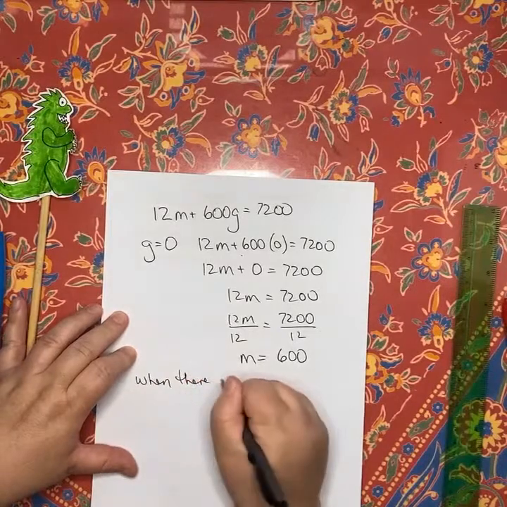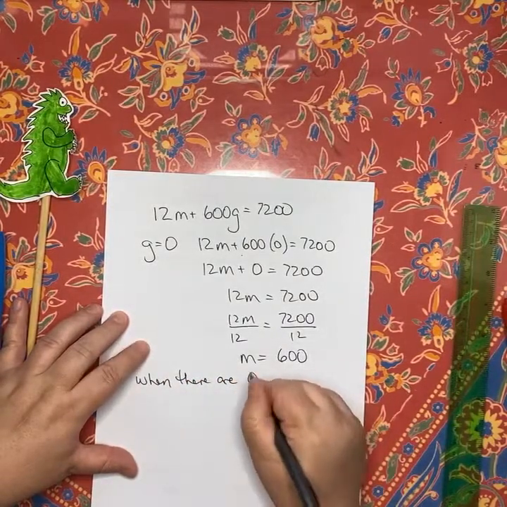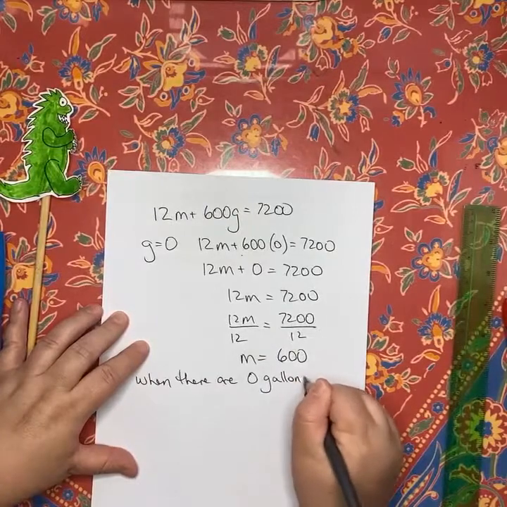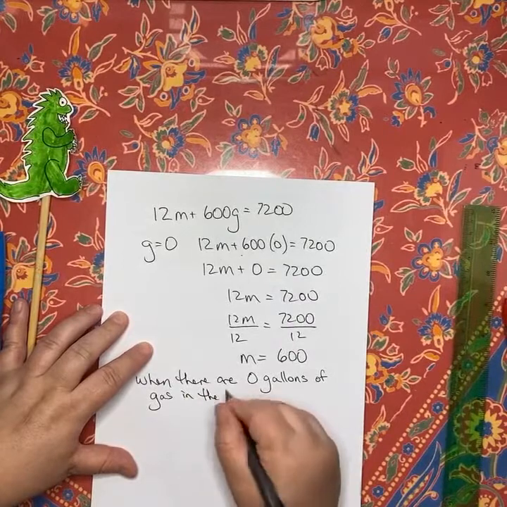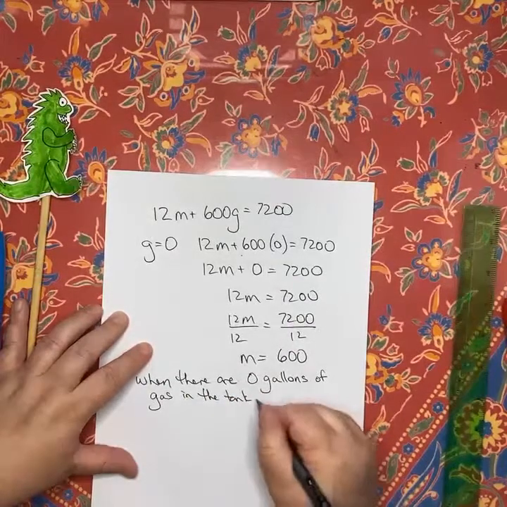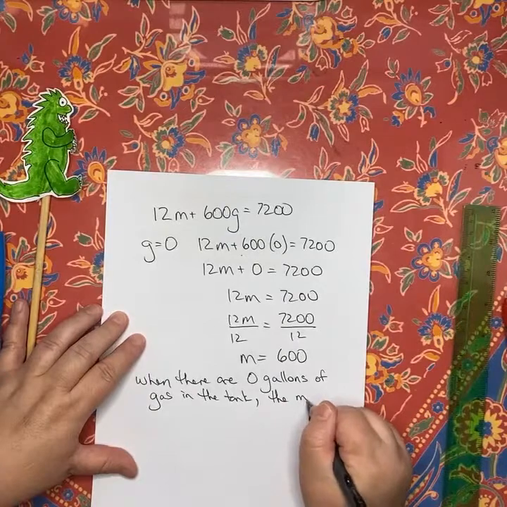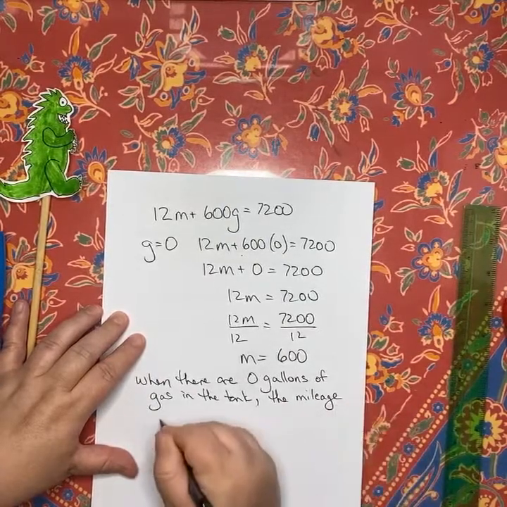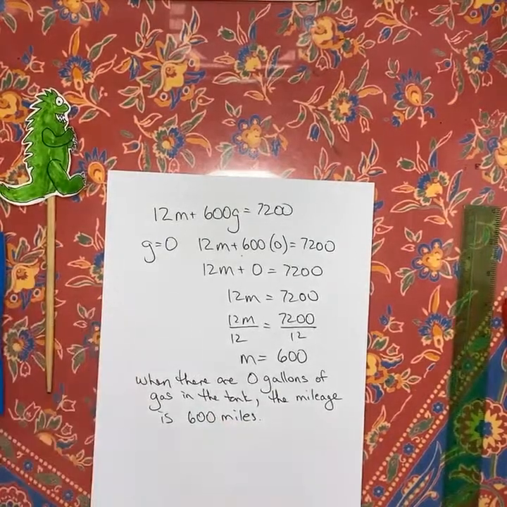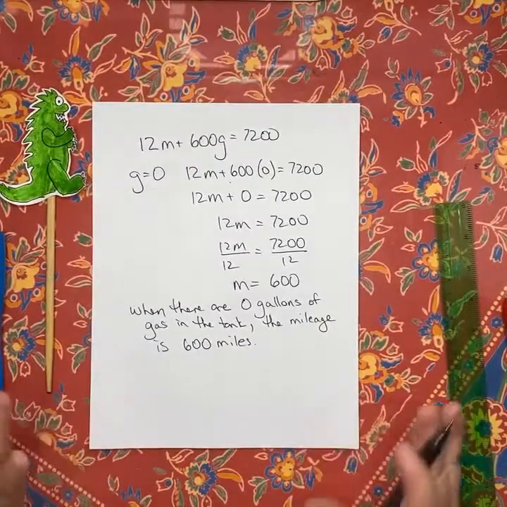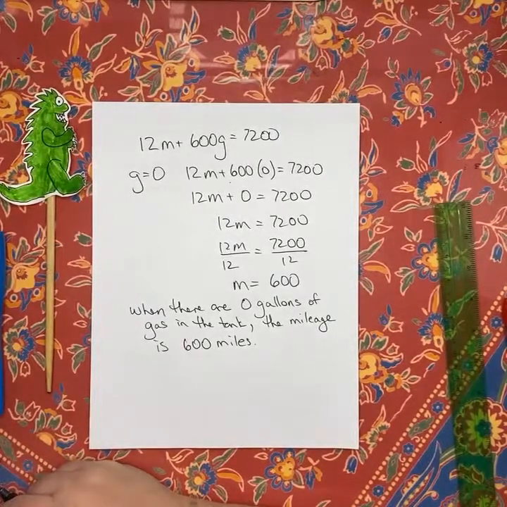So when there are 0 gallons of gas in the tank, that's weird. The mileage is 600 miles. Okay, that's weird. What the heck does that mean? So take a moment to, you can yell it at the screen. I'm listening. Oh, that's a good idea. That's a good idea too.